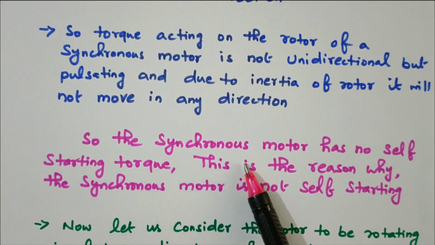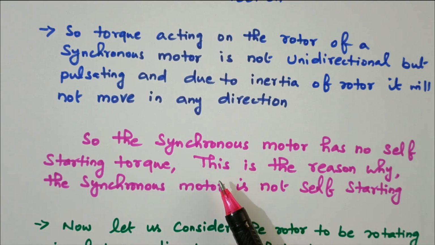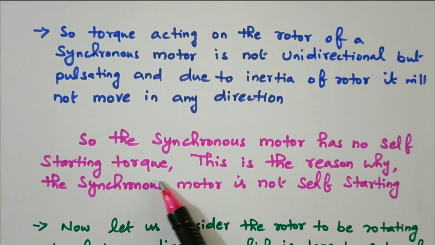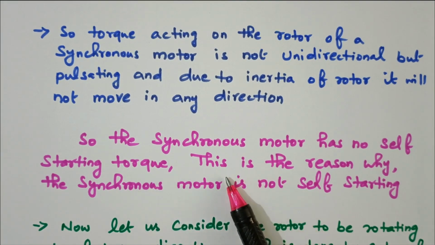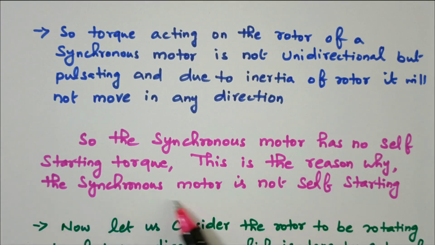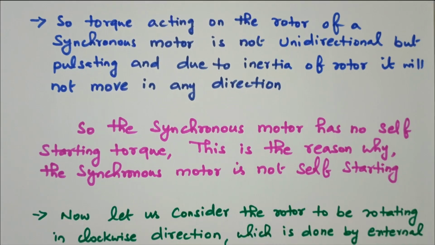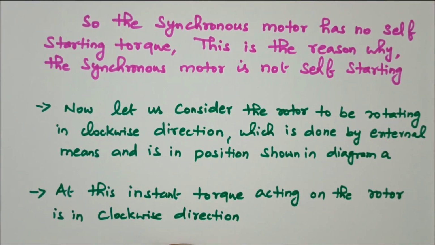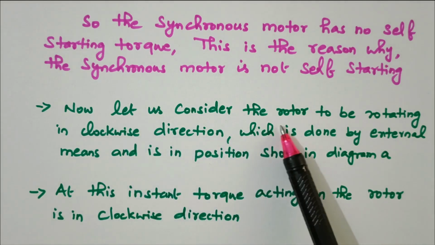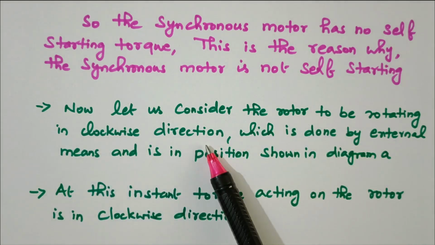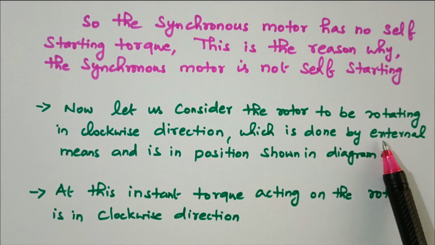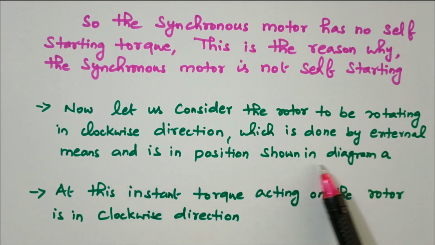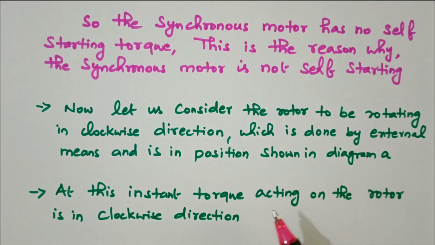So the synchronous motor has no self-starting torque. This is the reason why a synchronous motor is not self-starting. So we need to go for an external arrangement. Now let us consider the rotor to be rotated in the clockwise direction by external means, as shown in diagram A. At this instant, the torque acting on the rotor is in the clockwise direction.